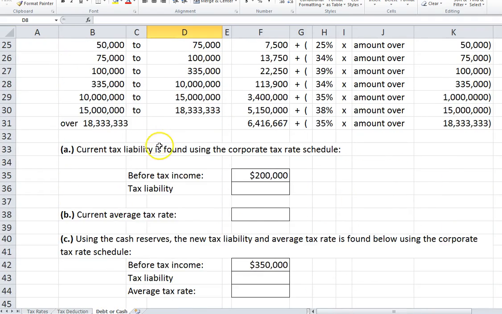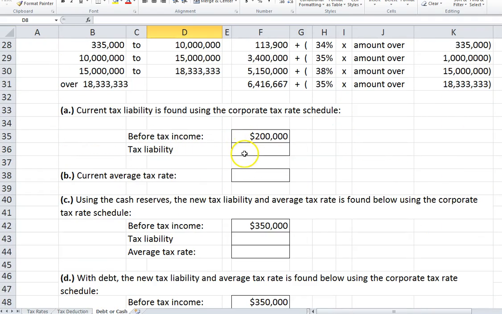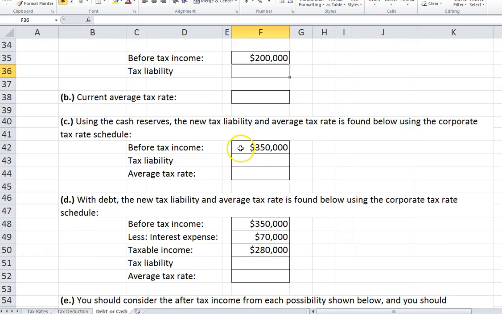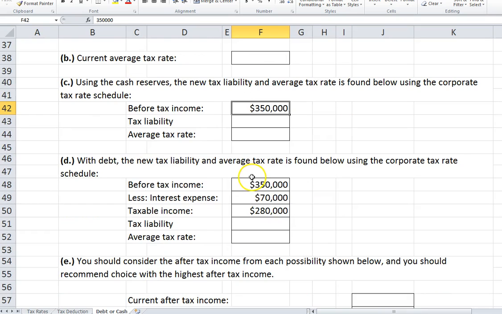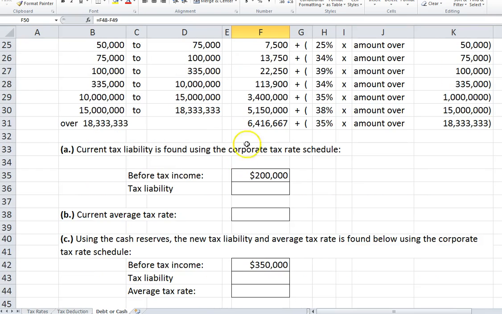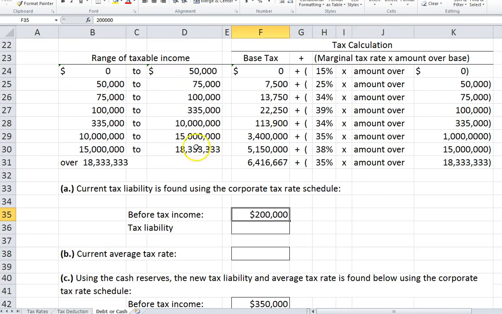So the first part, we're calculating the current tax liability if they don't expand. Then we're calculating the tax liability if they expand and pay cash and have no interest expense. Then in the fourth part, we're going to figure out if we do take a loan and have this interest expense, what is going to be the new tax liability. And we'll see here already, I calculated for you the tax liability is lower because we have interest expense to deduct. So in all three of these cases, you're taking in $200,000 and you're breaking it up by these tax rates to give me a tax liability.